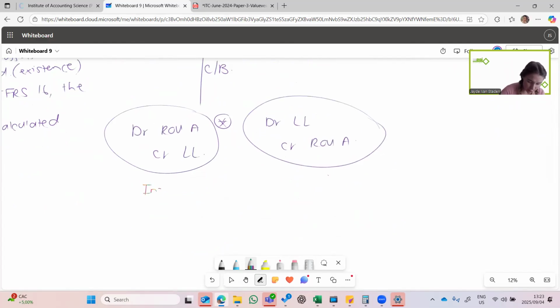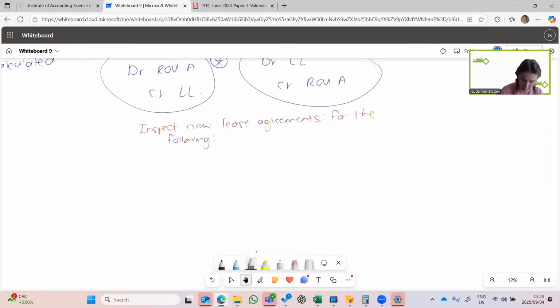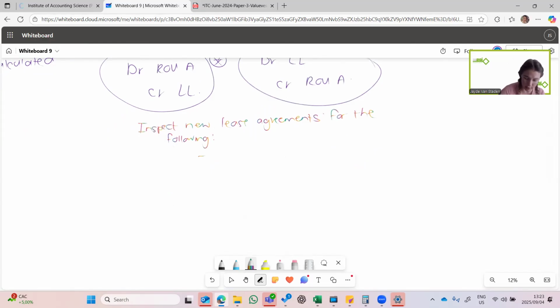Where would we get evidence for a new lease? And I'm hoping everybody's saying inspect the new lease agreement or agreements for the following. And these are easy marks that you guys often sacrifice. Okay, so first thing, nice obvious one, names and signatures. But my purpose, I have to say what I'm trying to get comfort over here, which is going to be rights. Okay, because it's going to tell me if I have a right to this right of use asset. Can I actually put it in my books?